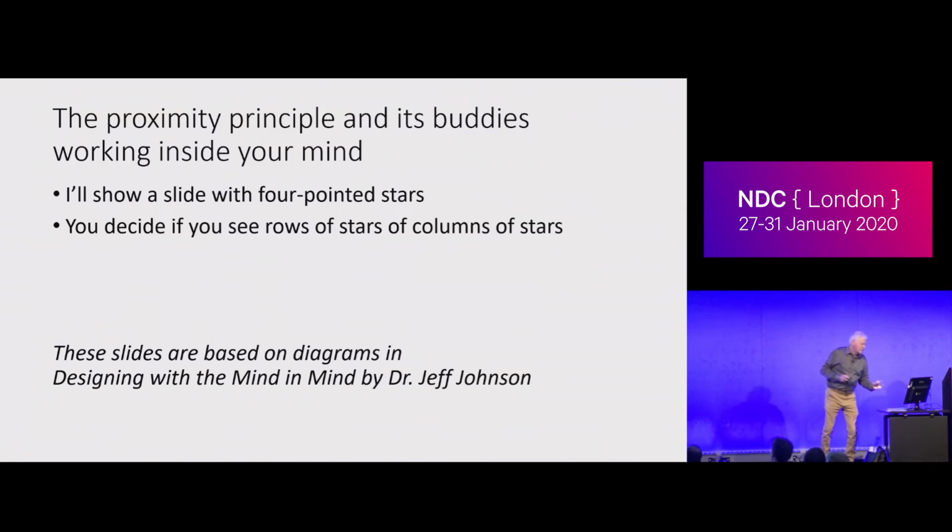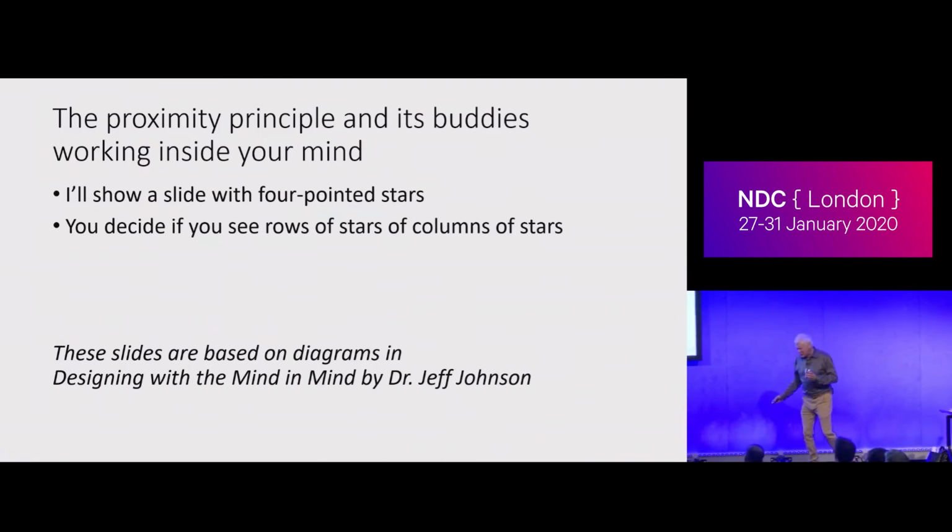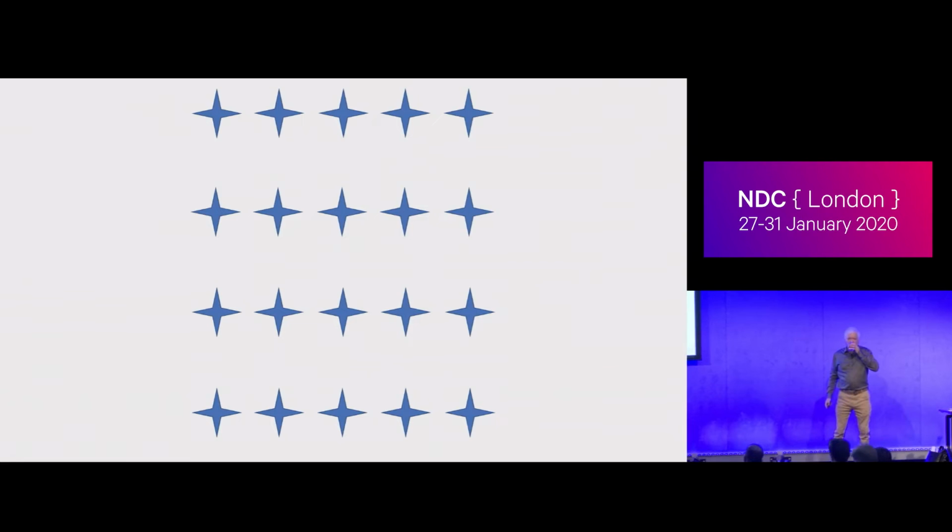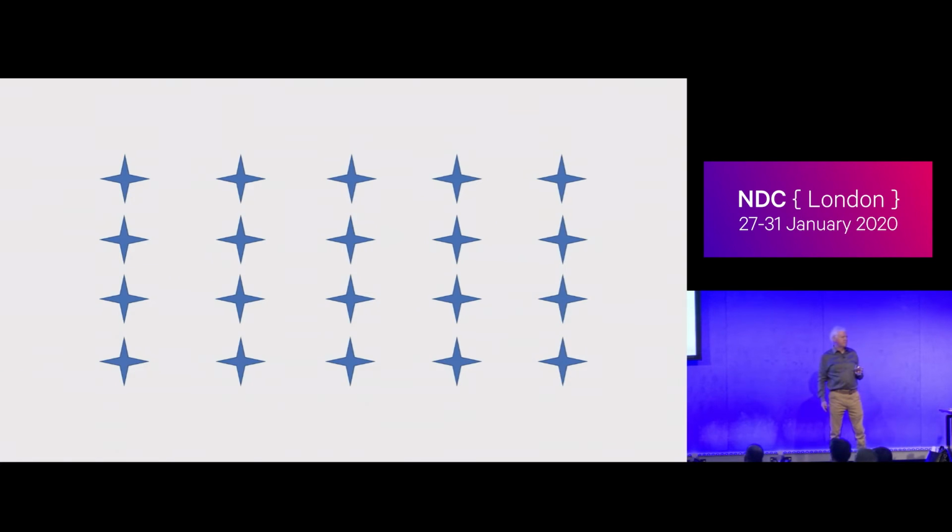Now remember, this works inside your mind. You don't exactly control it because it's pre-conscious. Let me show you. I'm going to show you a couple of slides that have 4 pointed stars on them. And I want you to immediately perceive whether you see rows of stars or columns of stars. And just yell the answer out when you see it, okay? Rows or columns? Everybody saw rows there. Rows or columns? Almost everybody sees columns here.